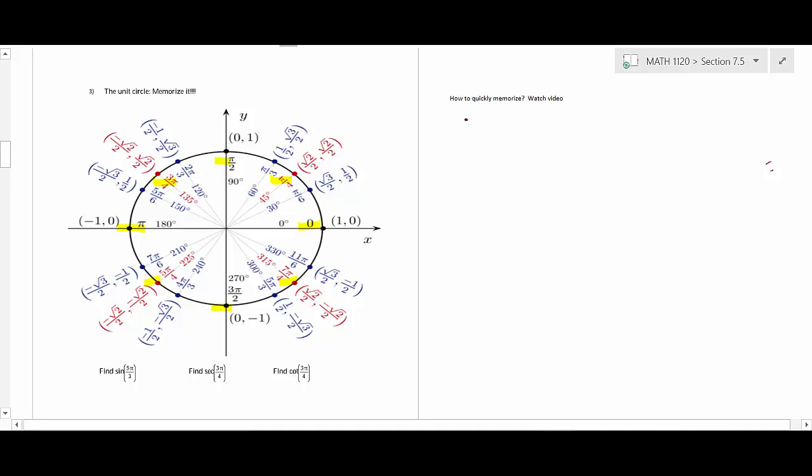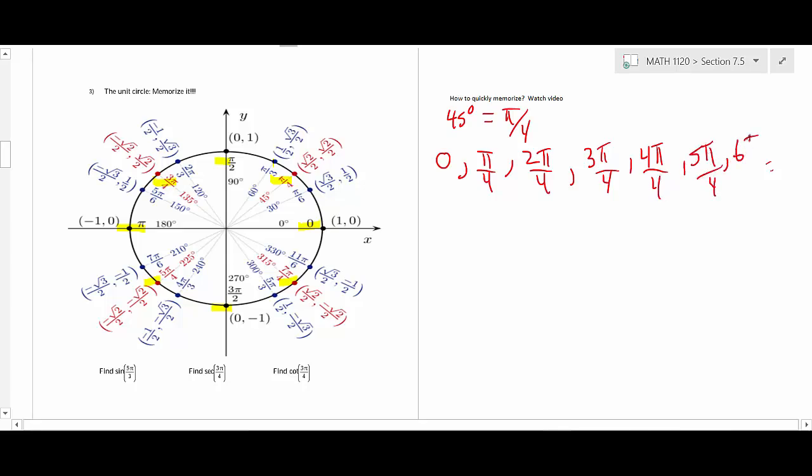All you got to do is count by pi over 4. What you got to remember is 45 degrees is pi over 4. If you remember that at a minimum, the rest of it works great. Well, that's 0. You obviously got that one, right? This one's pi over 4, right? Then what comes next? 2 pi over 4, 3 pi over 4, 4 pi over 4, 5 pi over 4, okay, you see what I'm doing? 6 pi over 4, 7 pi over 4, 8 pi over 4.